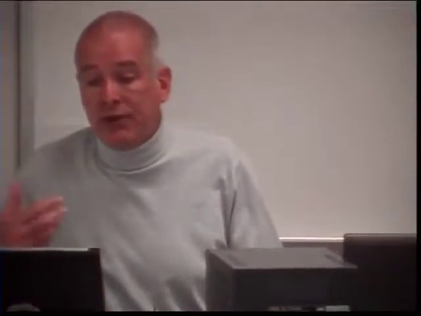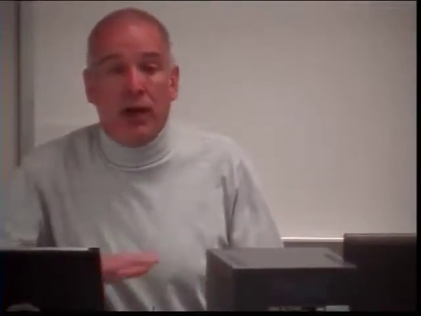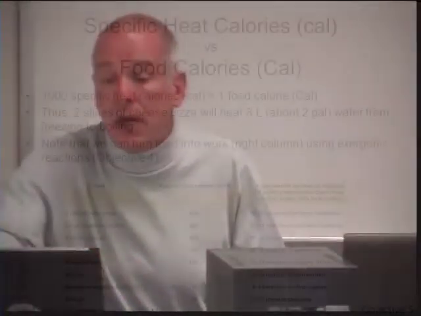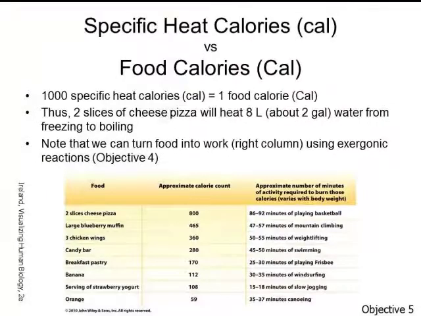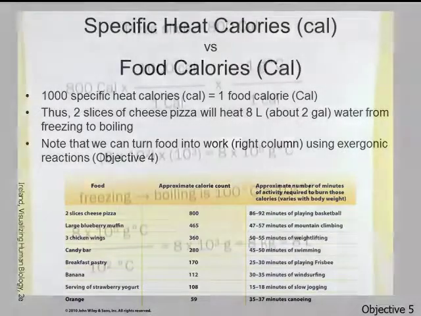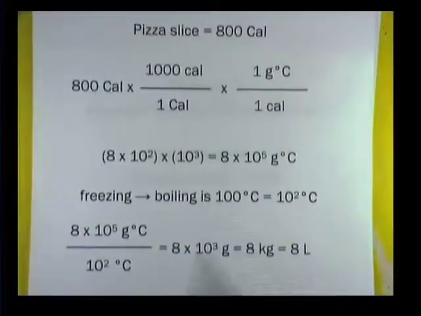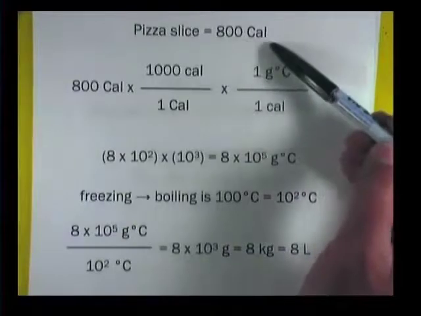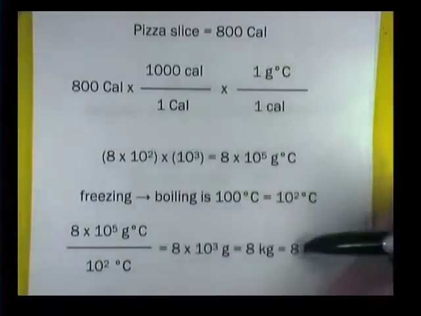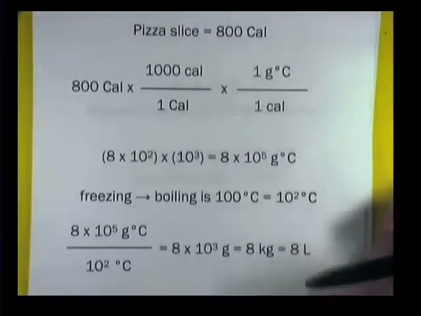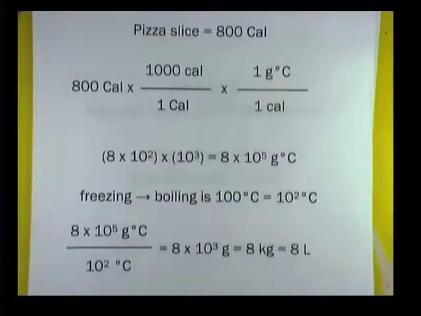And what I want to do is convince you that this bullet point hides a calculation that I can make using the dimensional analysis method that we used in Module 1. So I'm going to take you back to, I have it worked out here on my Elmo, and I'm going to show you how we convert that pizza slice at 800 food calories or 800 big C calories into the idea of heating up 8 liters of water from freezing to boiling.